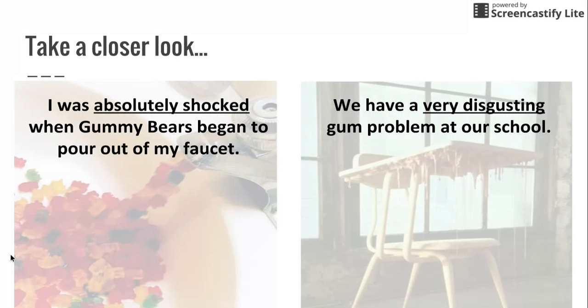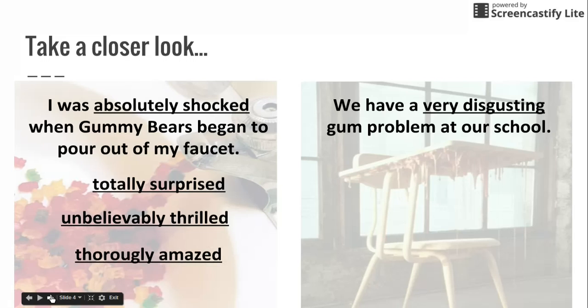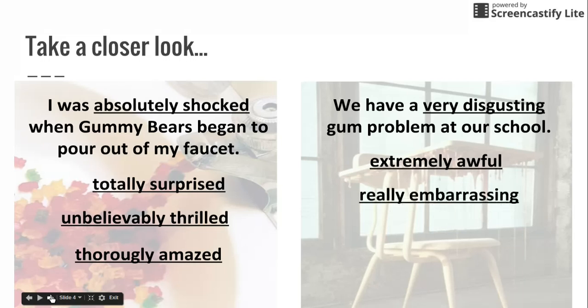Both of these sentences have adjectives and adverbs, but we could have picked any selection of adverbs and adjectives to go into these sentences. Instead of, I was absolutely shocked when my gummy bears began to pour out of my faucet, we could say, I was totally surprised, or maybe, I was unbelievably thrilled about gummy bears coming out of my faucet, or possibly, thoroughly amazed. We have a very disgusting gum problem, or maybe we could say instead, an extremely awful gum problem, or a really embarrassing or truly nasty gum problem.